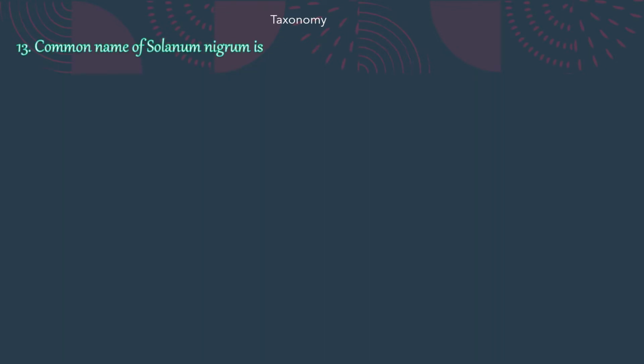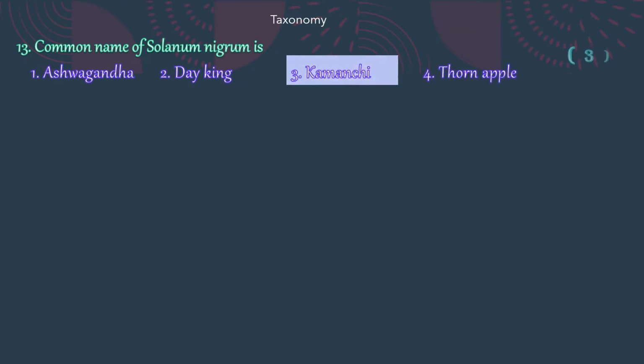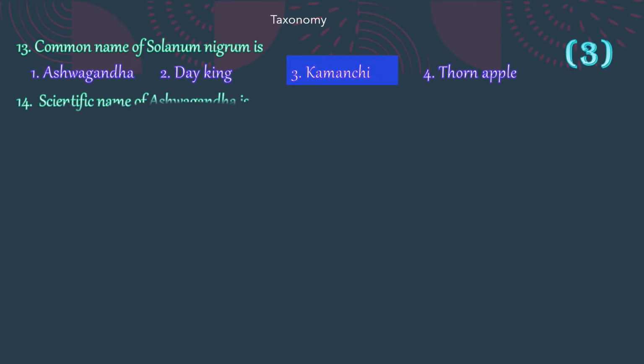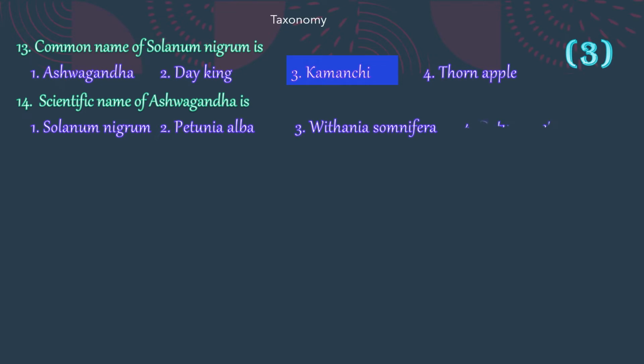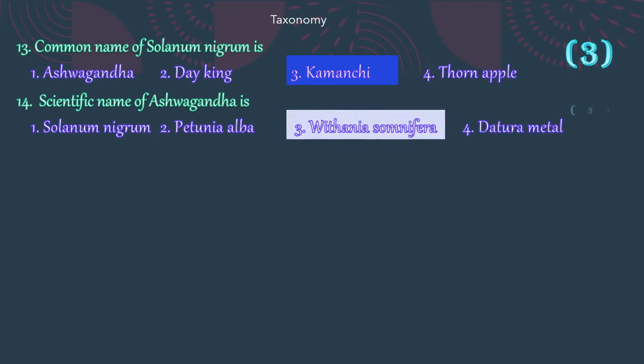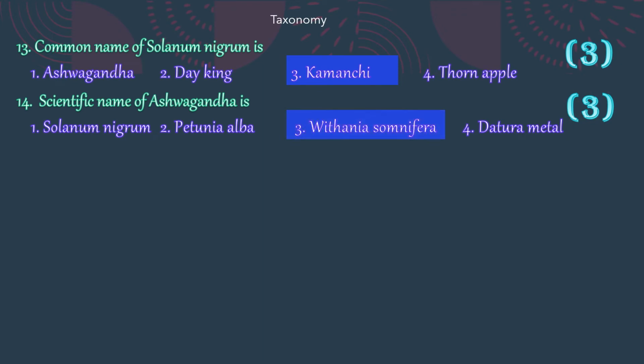Common name of Solanum nigrum is: Ashwagandha, Datura, Makoi. Option 4, thorn apple. Now the answer is 3. Scientific name of Ashwagandha is: Solanum nigrum, Pentaphylla alba, Withania somnifera, Datura metel. The answer is 3. Scientific name of Ashwagandha is Withania somnifera.